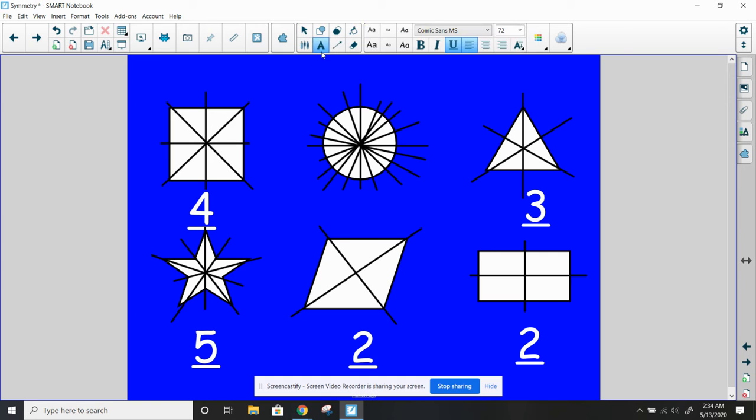So how many lines of symmetry does a circle have? It has an infinite number of lines of symmetry. This number, infinite. That means never ending. We could go on and on. Make it a little bit bigger. So a circle has an infinite number of lines of symmetry. There we go. But does every shape have lines of symmetry?